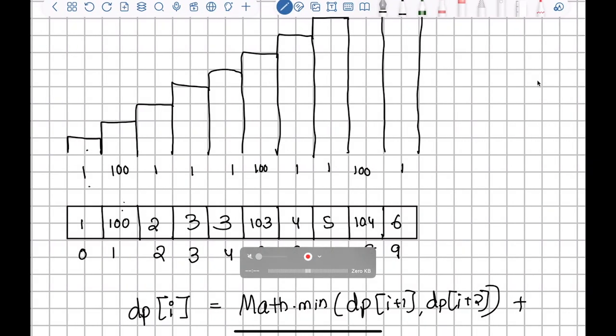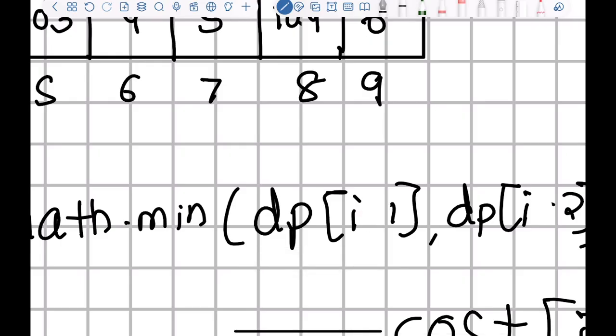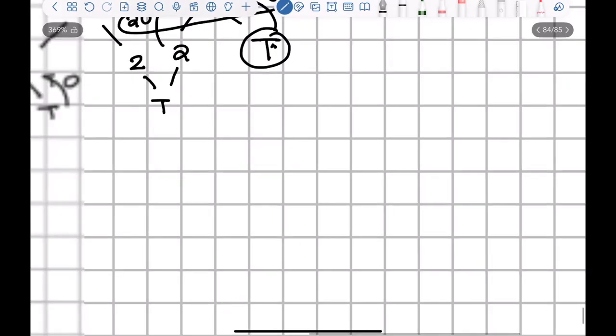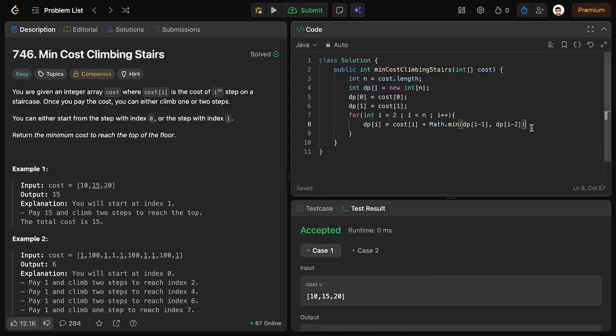I just realized I mistakenly wrote plus here instead of minus. That is my bad. We are writing minus because we are checking the cost of taking the last 2 steps, right? And finally we are going to be returning math.min of dp of n minus 1 comma dp of n minus 2.